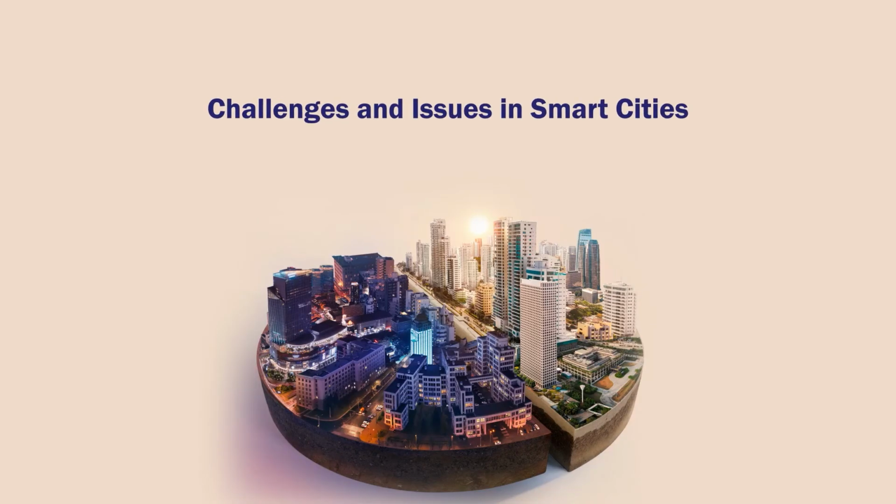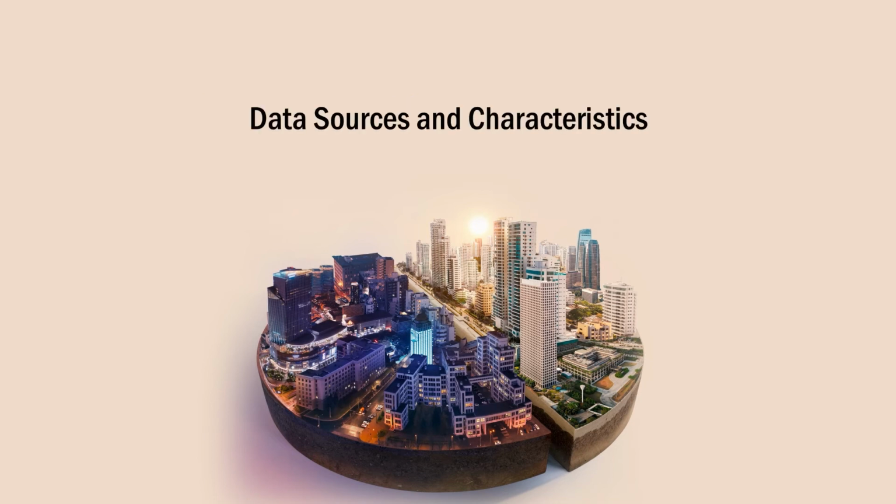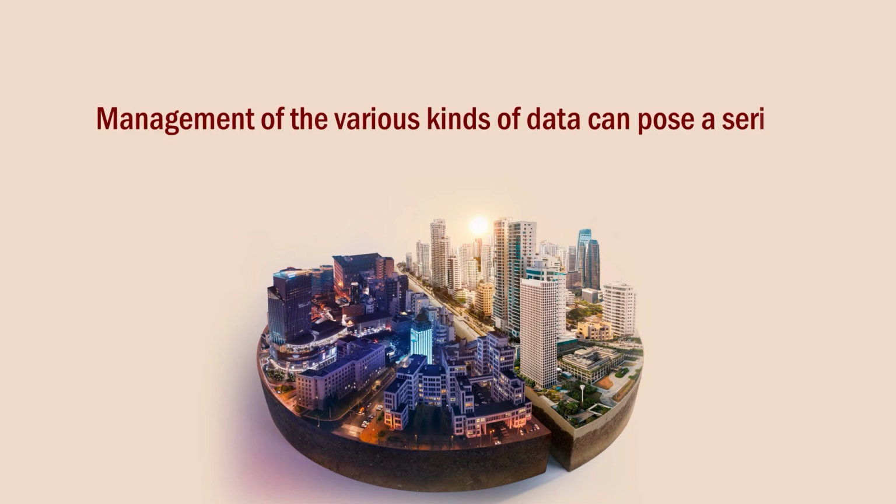Now let's look at the different challenges and issues in smart cities. Challenges could start from data sources and different data characteristics, or data and information sharing. The challenges could be in the form of data quality or in the form of security and privacy. When we talk about data sources and characteristics, nowadays the characteristics of data have changed. In the 1970s, most of the data was structured, stored in tables with rows and columns. Now that has changed from structured to semi-structured or unstructured data. And managing these various kinds of data can pose very serious challenges.